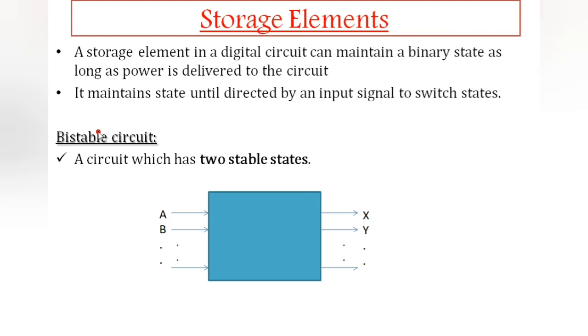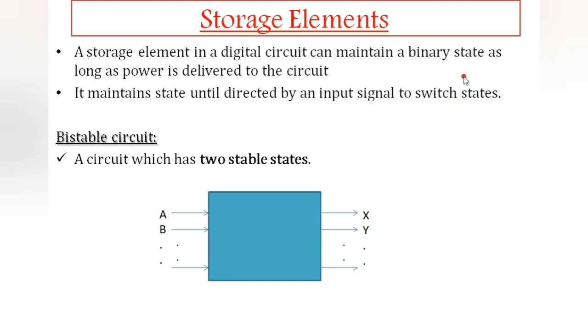Next point, it maintains the state until it is directed by an external input. Listen carefully. It maintains the state, that is nothing but it holds the state until an external input is applied to the circuit. If second input is applied to the circuit, then only the output is going to change. That is nothing but switching of states. So here binary state, switching of state, these two words are different.